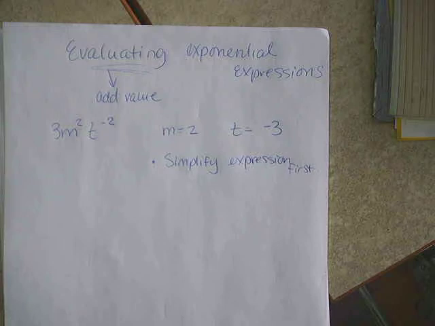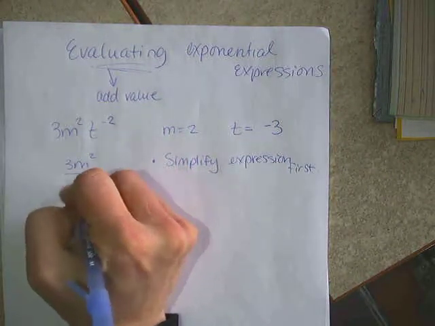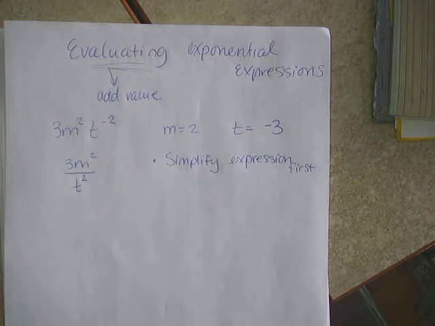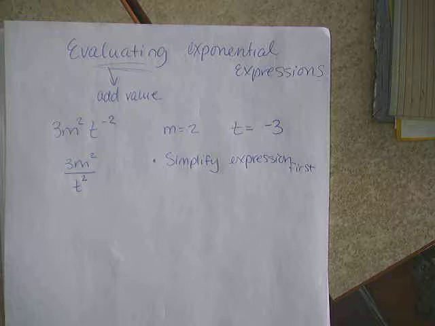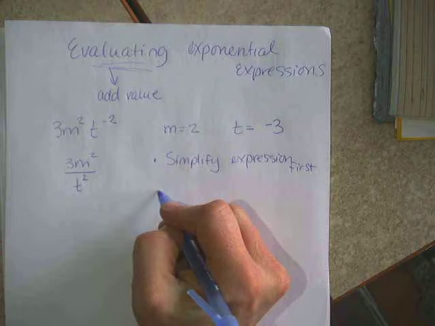So how would we simplify this? 3 squared over t negative 2. Positive 2, because remember, moving it makes it positive. The whole goal in shifting stuff around is get rid of the negative exponents. If we had any zero exponents, we'd get rid of those too, because those are just 1. Okay? So now we've simplified.